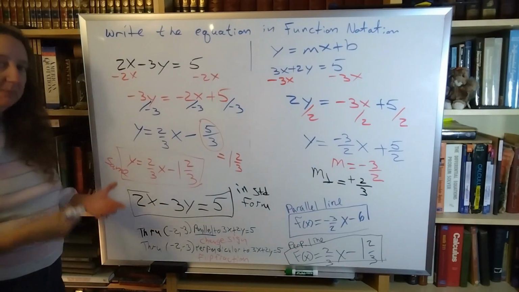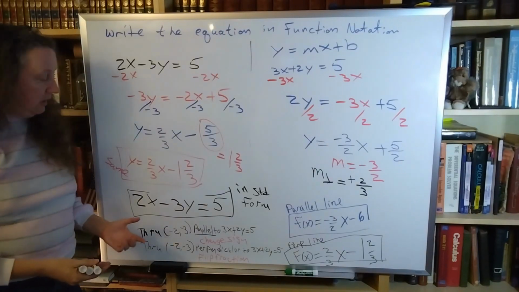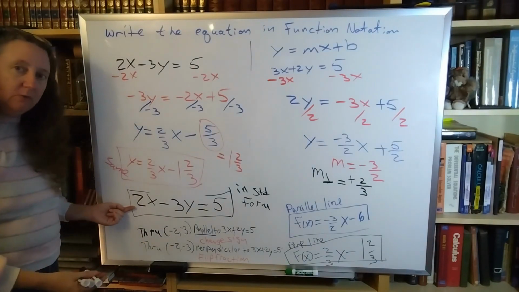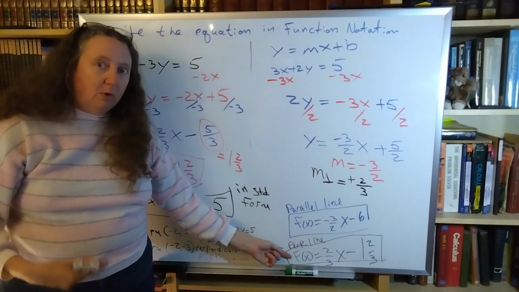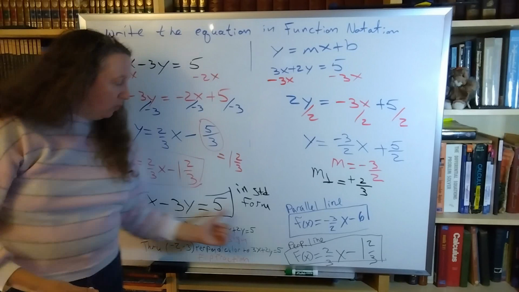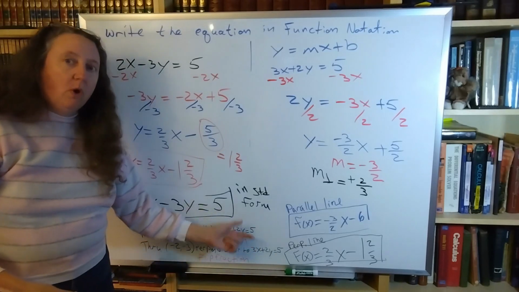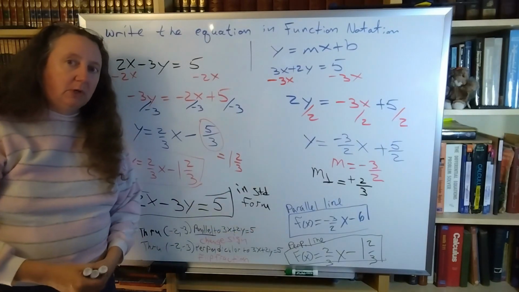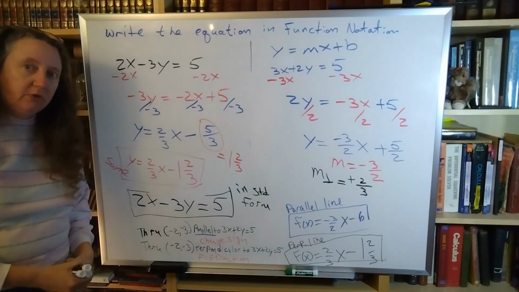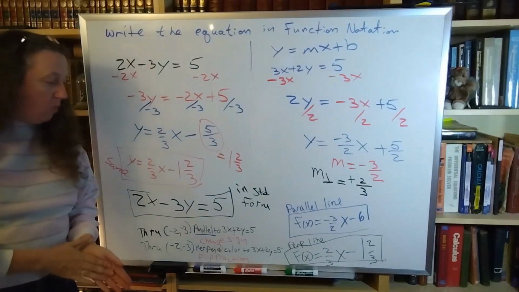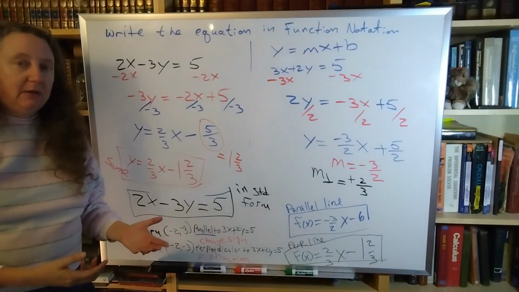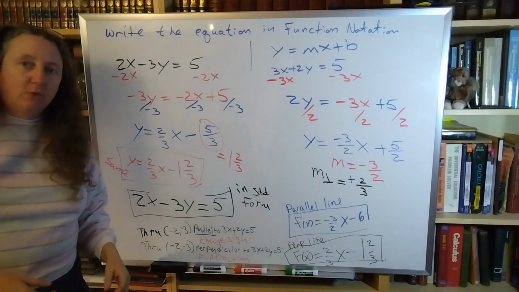And depending on what you're being asked to do, if you're being asked to write it in standard form, or if you're being asked to write it in slope intercept or function notation, whichever one you're asked to do, one of these is going to be easier than the other one. And that's the method you want to use to solve. Or you can use either method and then force it into the right format at the end.